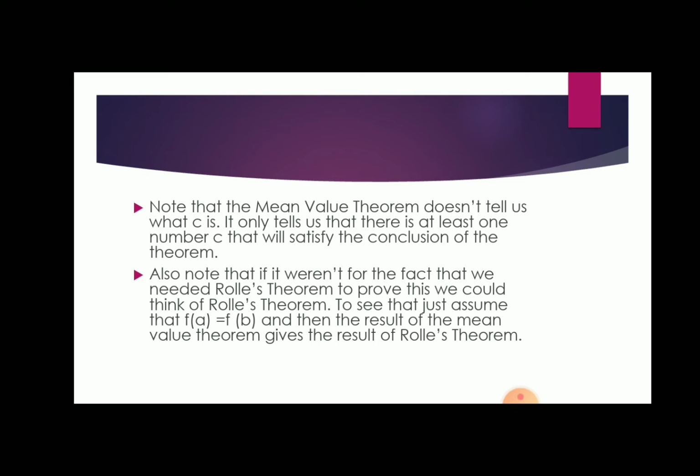Note that the mean value theorem doesn't tell us what c is. It only tells us that there is at least one number c that will satisfy the conclusion of the theorem. Also note that we needed Rolle's theorem to prove this, but if we assume that f of a equals f of b, then the result of the mean value theorem gives the result of Rolle's theorem.